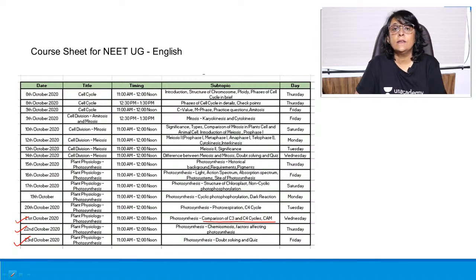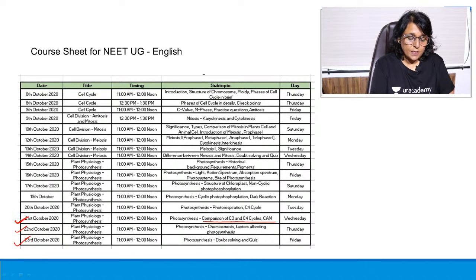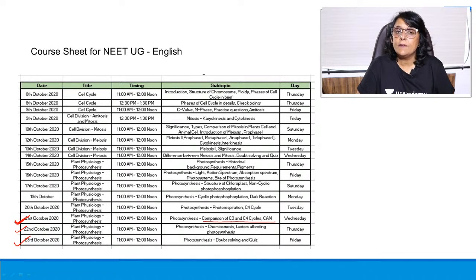I was discussing the schedule with you for this channel, that is Let's Crack NEET UG English. We are on 21st, and 2 more days and we will be able to finish this chapter of photosynthesis. Now tomorrow's class we will be having this important topic for discussion, that is chemiosmosis and then the factors which affect photosynthesis. The last lecture which I have planned is for your doubt solving, and then we are going to have a quiz session so that we are able to assess whether everything is clear or not.